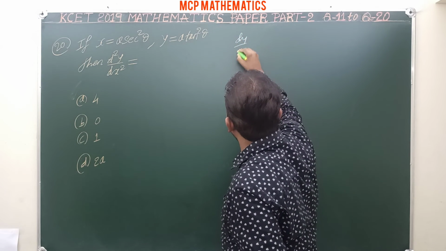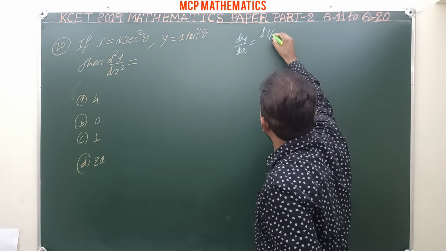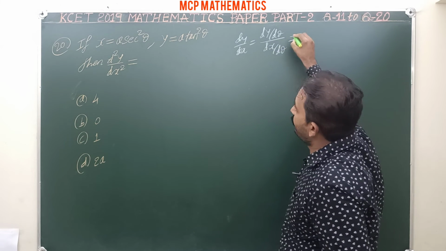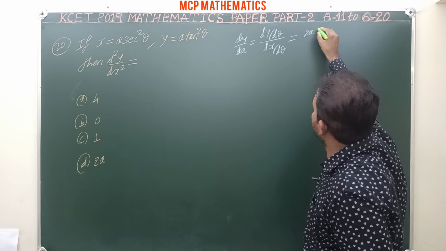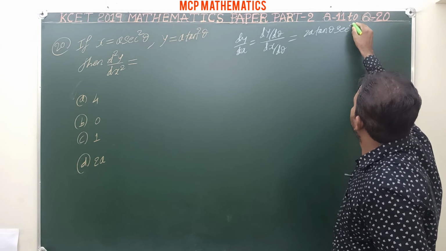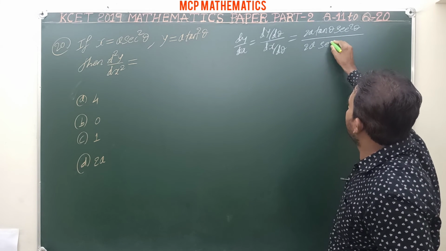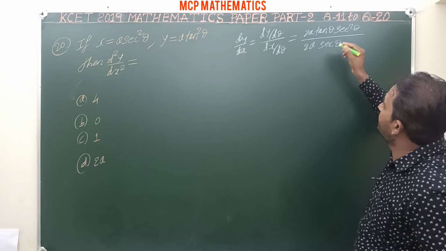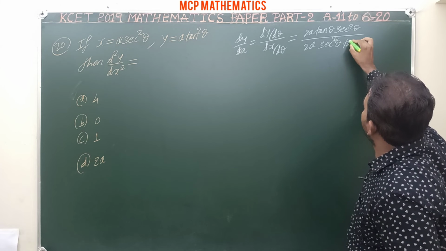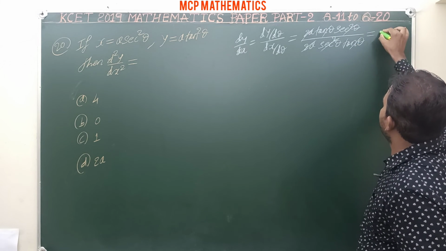So here dy by dx is equal to what? y is in terms of theta, so dy by d theta, and x is also in terms of theta, dx by d theta. Dy by d theta is nothing but 2a tan theta, differentiate tan theta: secant square theta, divided by dx by d theta, 2a secant theta, differentiate secant theta: secant theta into tan theta, it becomes secant square theta into tan theta. Here secant square theta and 2a tan theta get cancelled, it becomes 1.